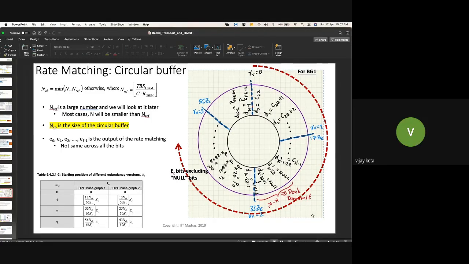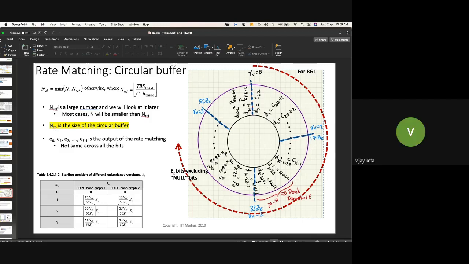The G bits should not include null bits, sir. G bits will not have null bits. We will not transmit them because they do not have any information. So we exclude them when we are transmitting. So when we are going around the circular buffer, you don't count these null bits. Okay, you start at this position. You take ER bits, but excluding the null bits.